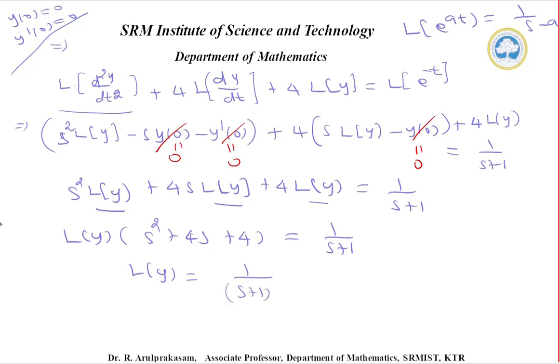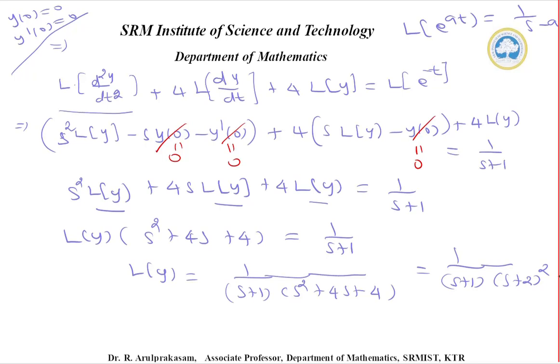(s plus 1) into s square plus 4s plus 4. Yes. So how to solve this one? To factorize this, what is the form? a square plus 2ab plus b square. So I can rewrite this as (s plus 1) into (s plus 2) whole square.